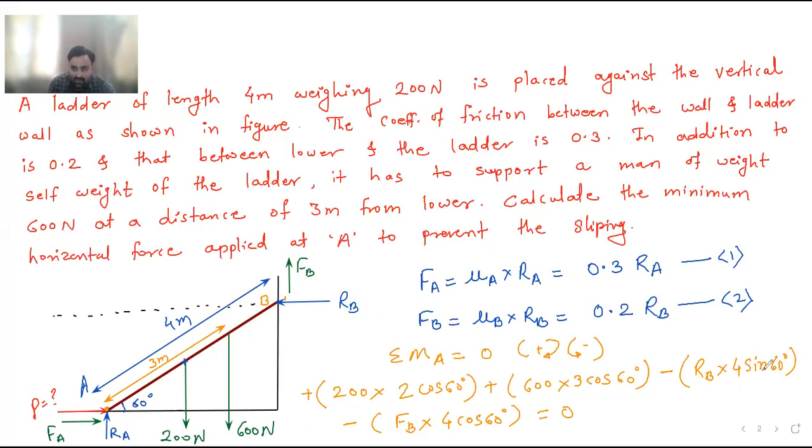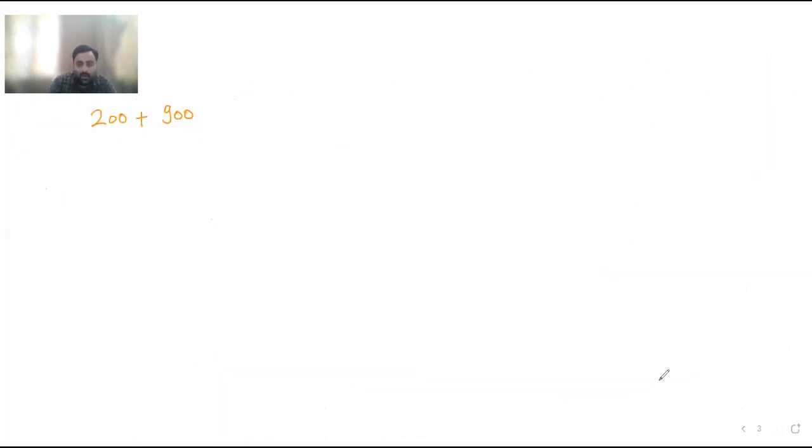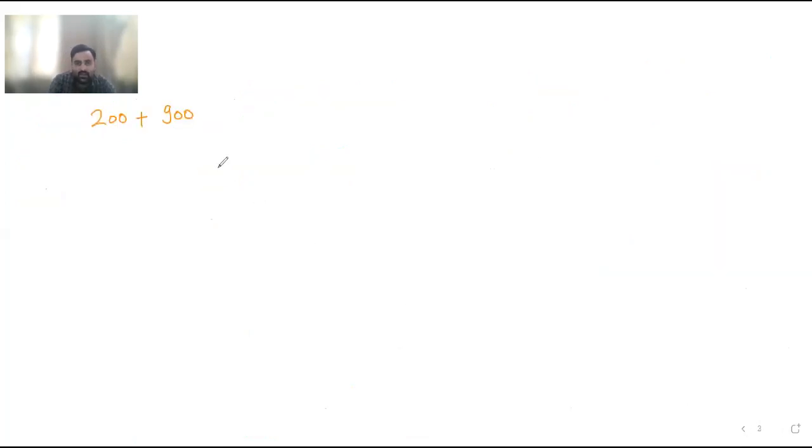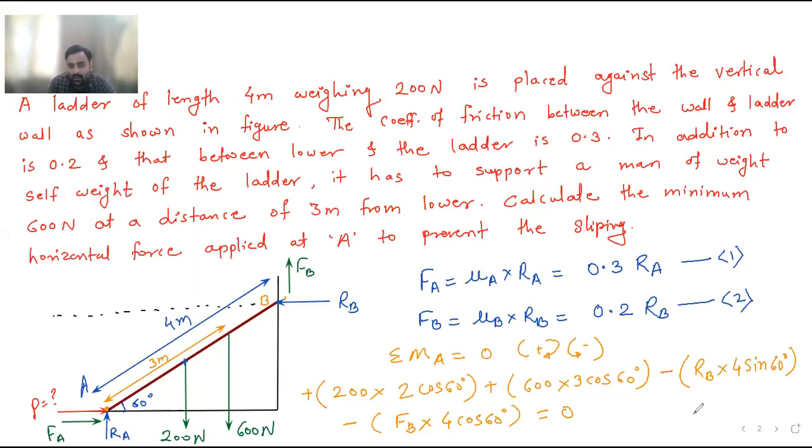So calculate 4 sin 60. How much is 4 sin 60? 3.46. Okay. So RB is plus or minus? It is minus and this is also minus. So I will send the RB to that side, so it will become plus. So it is equal to 3.46 into RB and also plus. I will send this FB into 4 cos 60 to that side. So what is 4 cos 60, tell me?